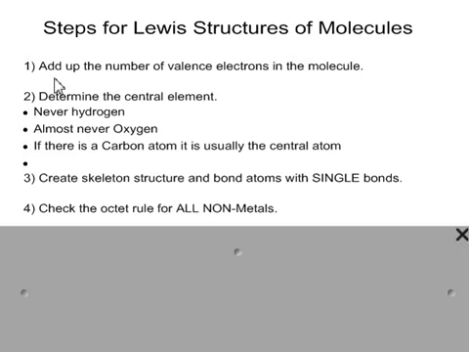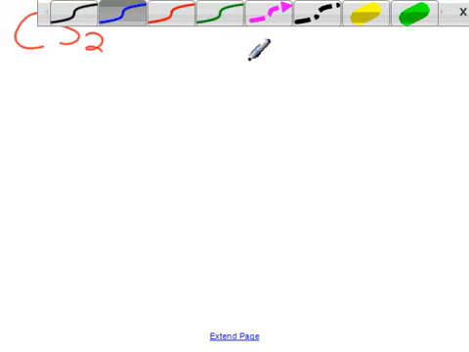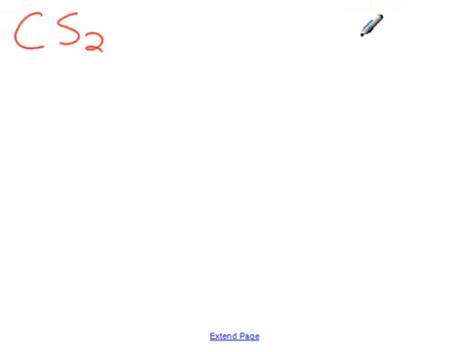Again, going back to my rules, rule number 1, we're going to add up the total number of valence electrons in the molecule. So again, if I have carbon, off the periodic table it has 4 valence electrons.